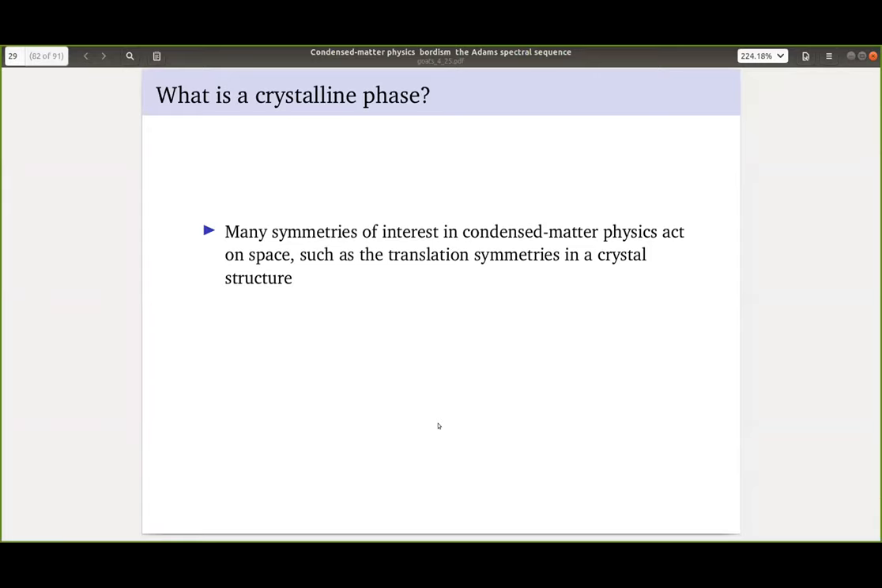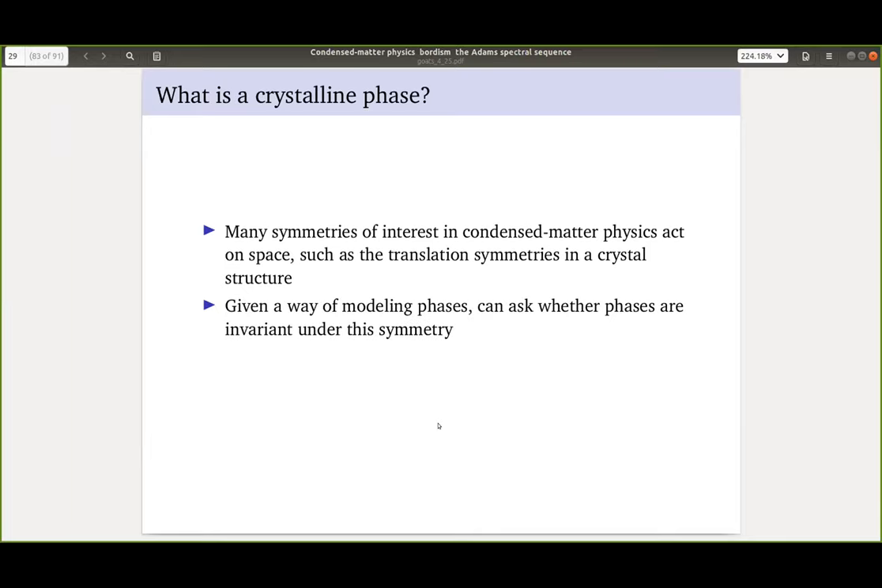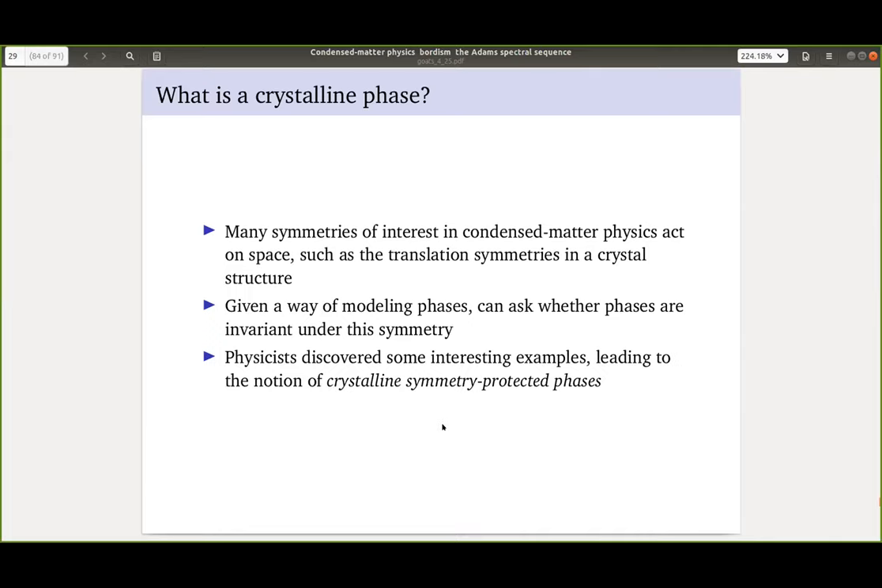So I'm going to try and spend just 3 minutes on this quickly. There's a generalization in condensed matter physics from SPTs or topological phases to things called crystalline phases. The idea is that you care about symmetries which act on space. So let's say you actually have a crystal and you want to do things which are translation invariant in that crystal structure. Given some way of modeling phases, such as the lattice Hamiltonians that I briefly mentioned, you might say, well, I want to look for phases that are invariant under this. And sure enough, there are interesting examples discovered by physicists, both people working with actual materials and theoretical physicists. And so this led to this notion of crystalline symmetry protected phases.